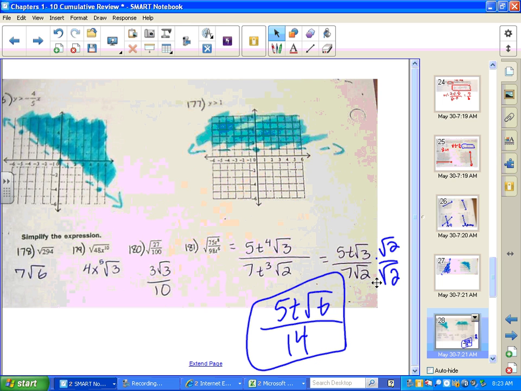Alyssa, we could. Yes, I probably would take off a point, because if the directions tell you to simplify it completely, that means everything has to be reduced. Anyone else?